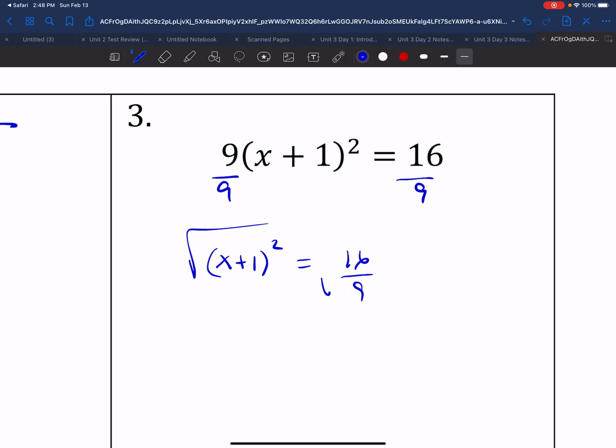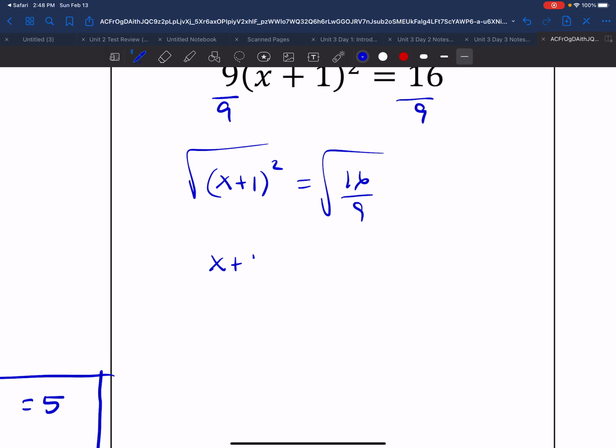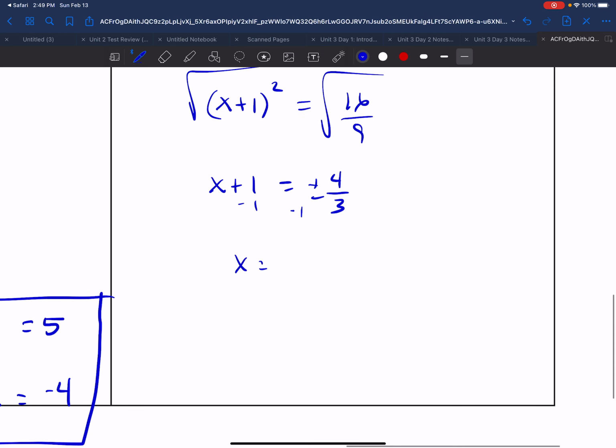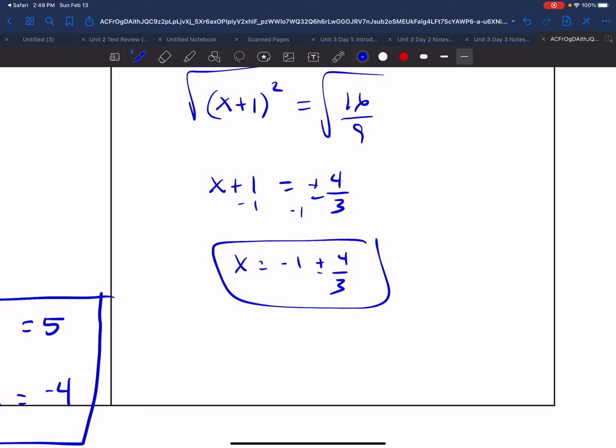Now I can take the square root on both sides. And you're left with 4 over 3, plus or minus 4 over 3 actually. Subtract both sides by 1. So you're left with x is equal to negative 1 plus or minus 4 over 3. And I'm good with this because I don't want decimals. I think this is such a sufficient answer, and I'm happy with that. So there you go. That's my answer.